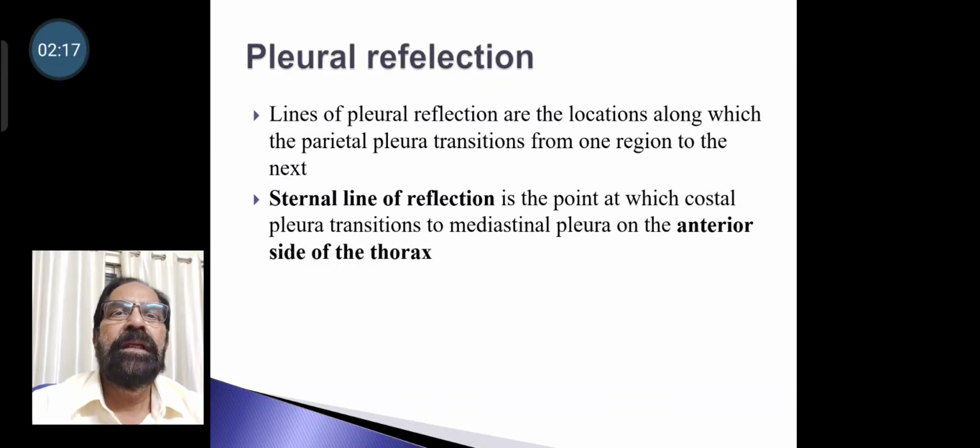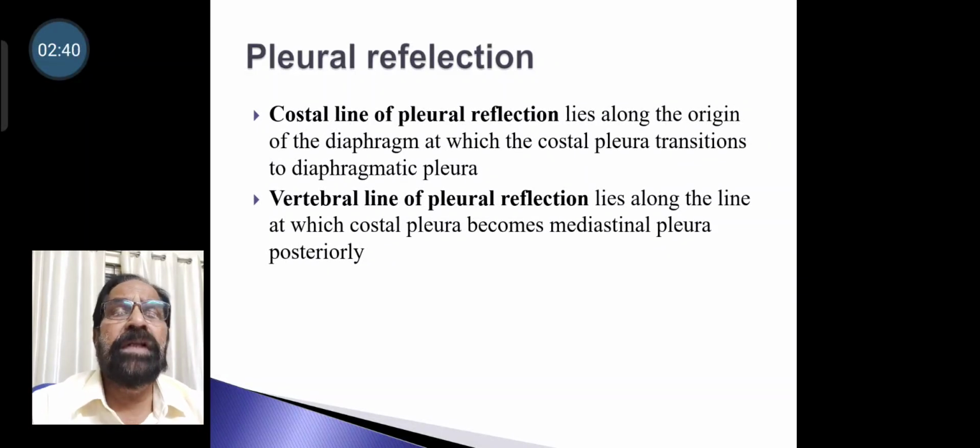Pleural reflection. Lines of pleural reflection are the locations along which the parietal pleura transitions from one region to the next. Sternal line of reflection is the point at which the costal pleura transitions to mediastinal pleura on the anterior side of thorax. Costal line of pleural reflection lies along the origin of the diaphragm at which the costal pleura transitions to diaphragmatic pleura. Then vertebral line of pleural reflection lies along the line at which the costal pleura becomes the mediastinal pleura posteriorly.